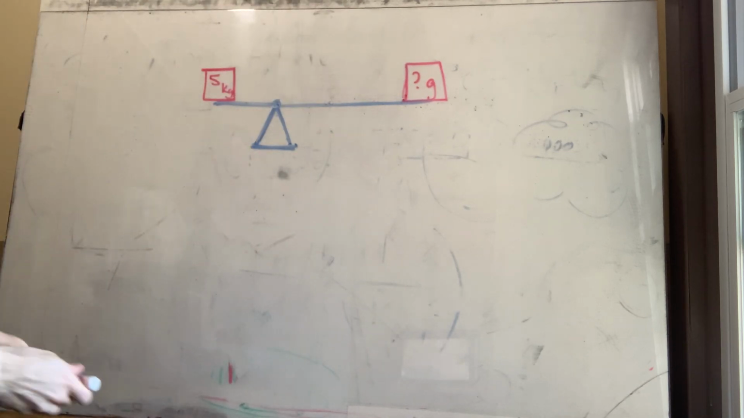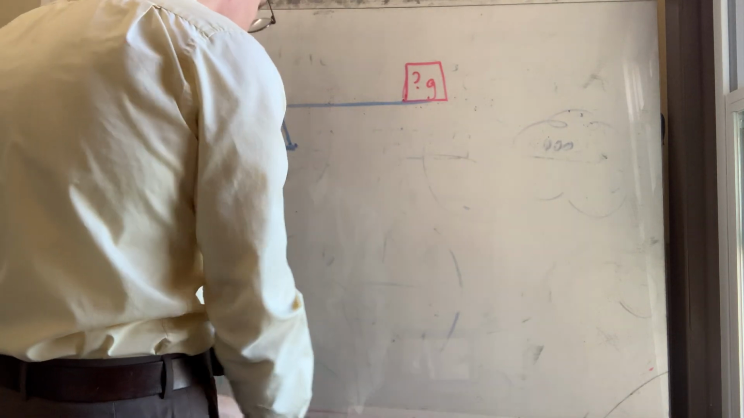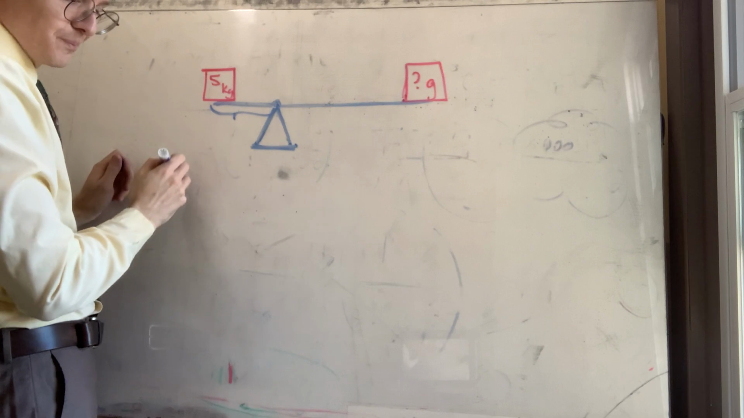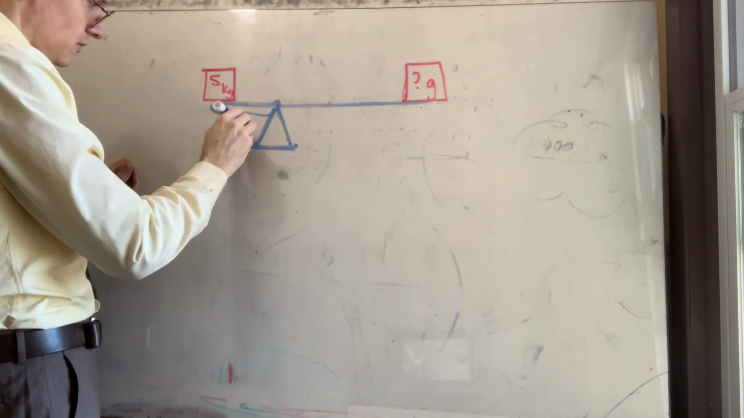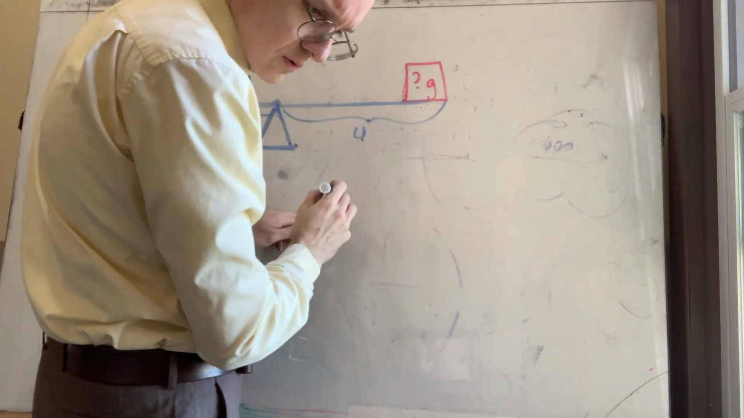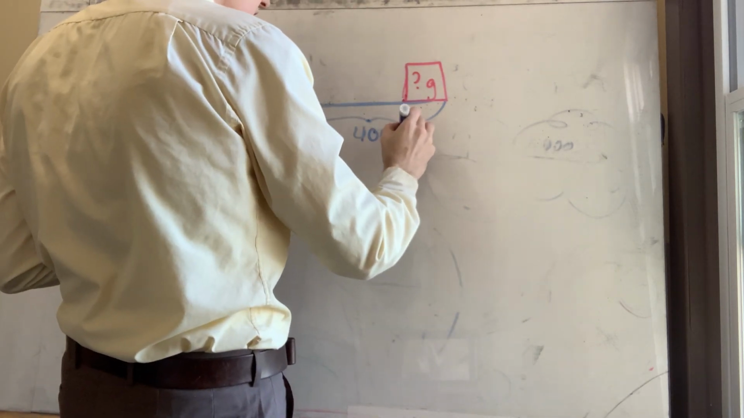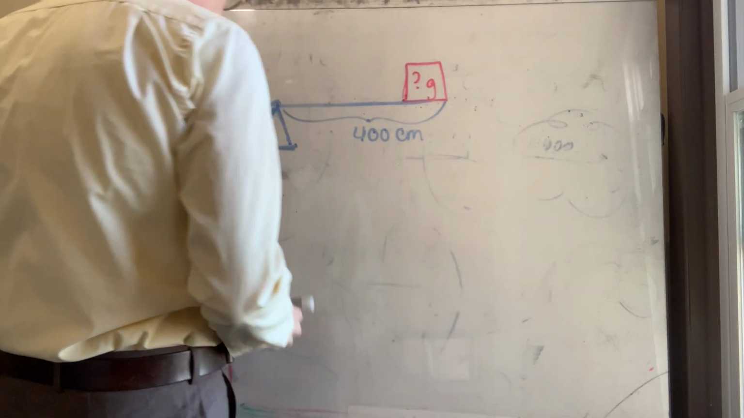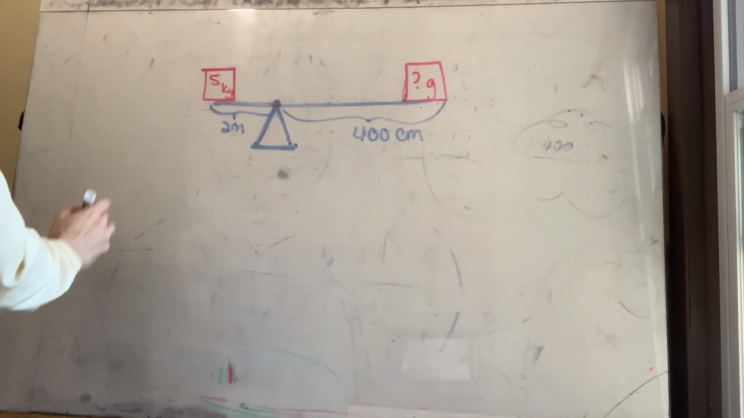Now they also tell you that the length of this lever here, without using the word lever, is 2 meters, and this is twice as much. This is, it's disguised though, it says 400 centimeters. Now, basically this is a torque problem.